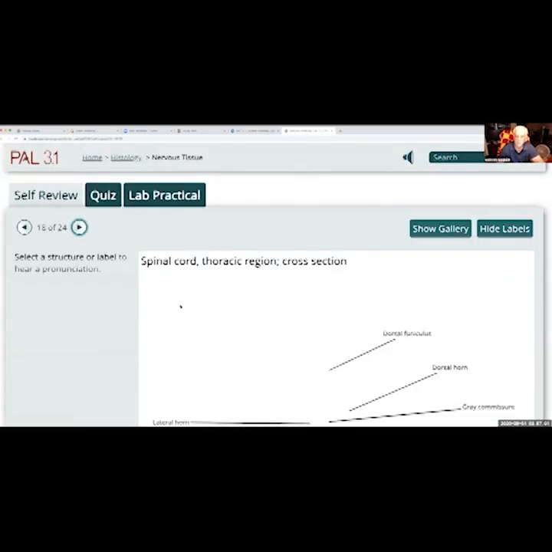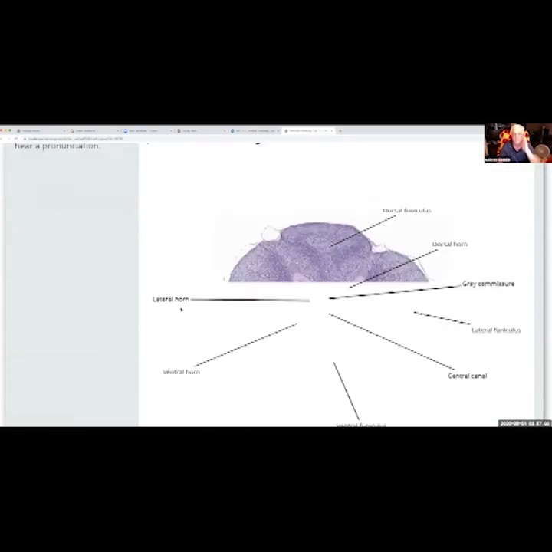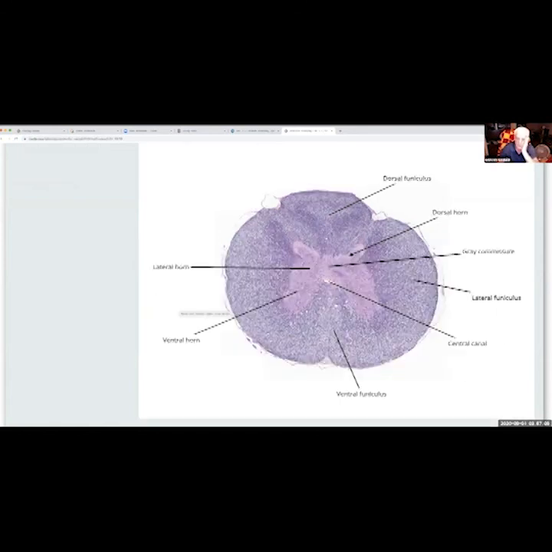As you go down through the spinal cord, down by the thoracic version of it, we start out with the same things. You've got the lateral horn, the dorsal horns, the dorsal funiculus, the ventral funiculus, central canal, and the lateral funiculus. Gray commissures is where your cell bodies are. Your axons are running through the central canal.